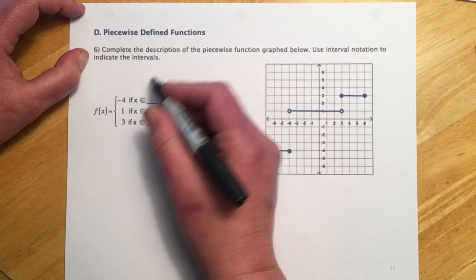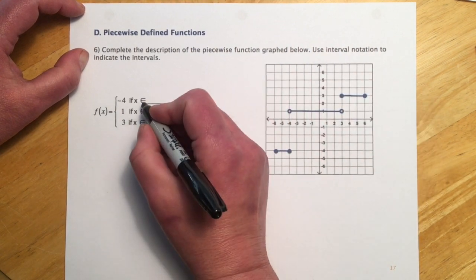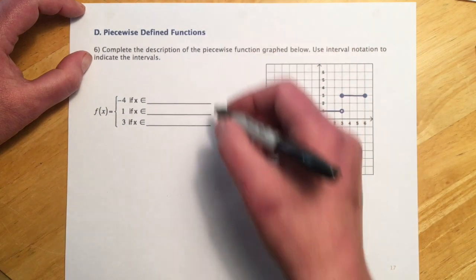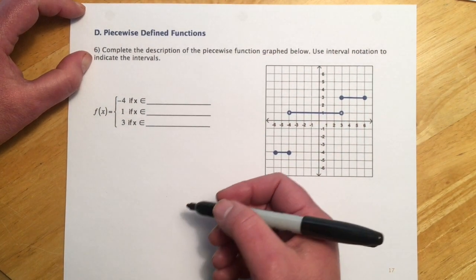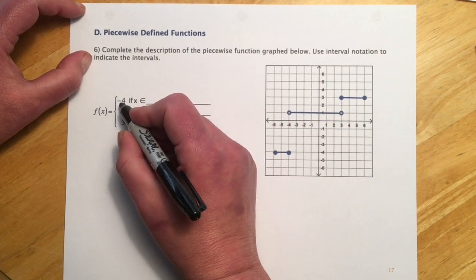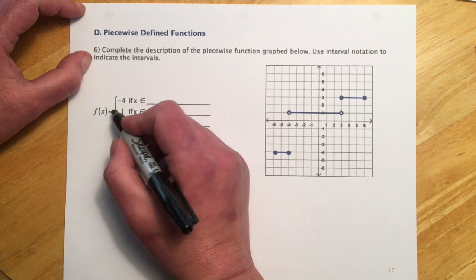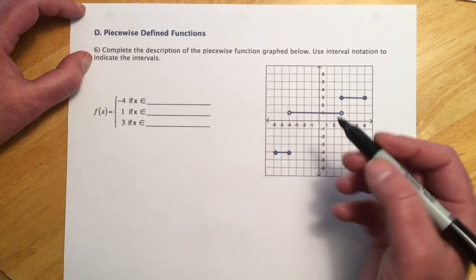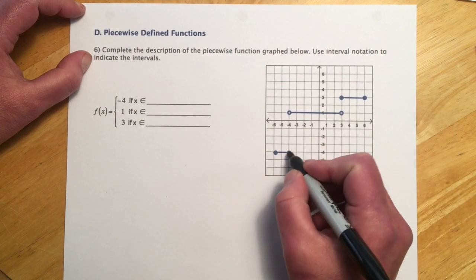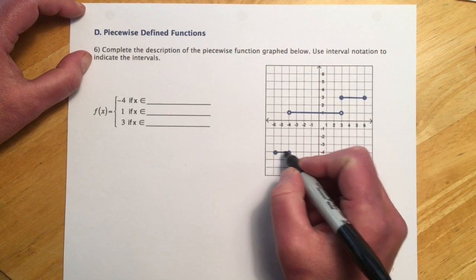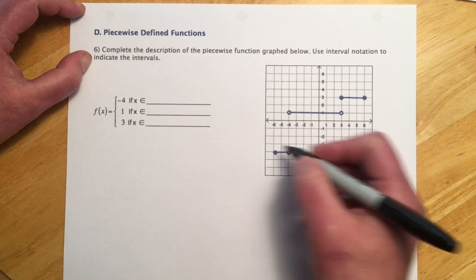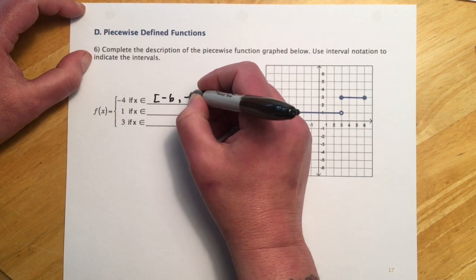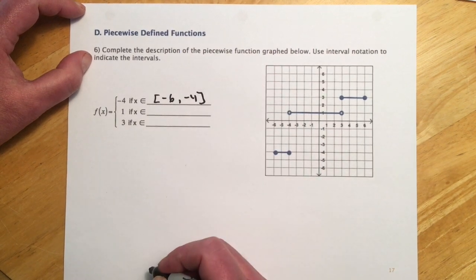And the notation they're using on this one is a little bit funky. We don't usually use the member symbol or interval notation, but I'll show you some coming up that look a little bit more standard. So this is saying y equals -4 if x is what? So we look here where y is -4, and it looks like between -6 and -4 is the values. So this would be from -6 to -4.